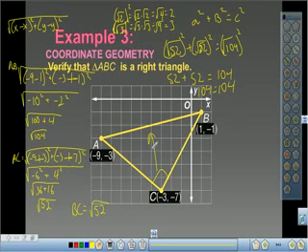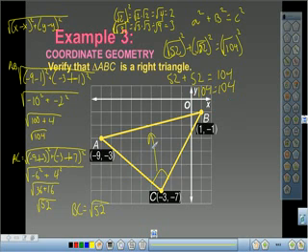Give me a coordinate plane word for length. Starts with a D. Distance. It's like it's never going to go away. It just keeps coming back over and over and over again. Guys, remember that?